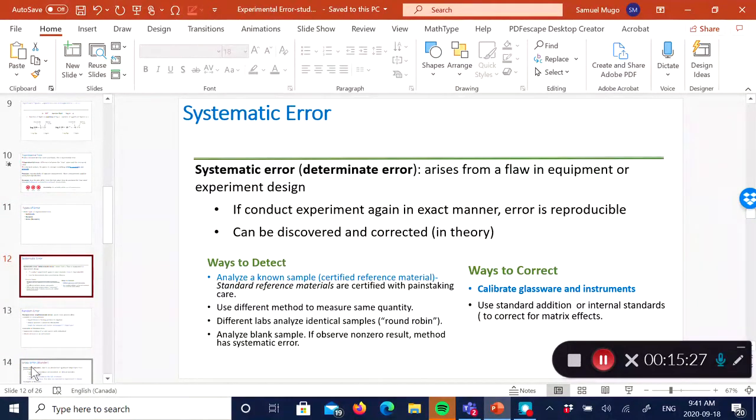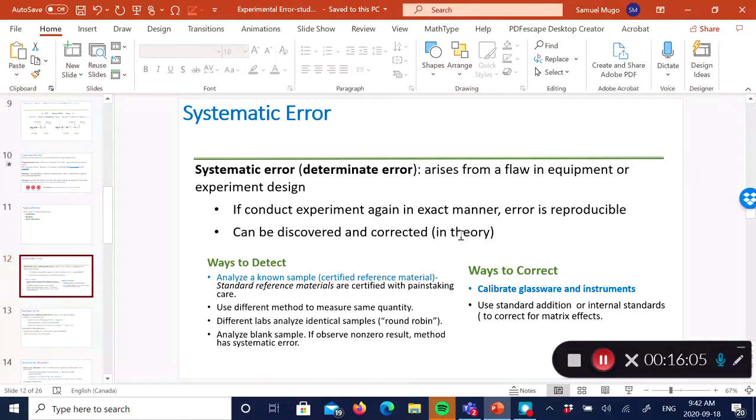So what's a systematic error or determinate error? These are errors that arise from a flaw in the equipment or from the design of your experiment. Now these errors, very important, are reproducible, and that's why they are called systematic. And so if they are positive, far from the true value, they are always very, very reproducible. And so these errors can easily be discovered, and they can be corrected as well, in most cases.